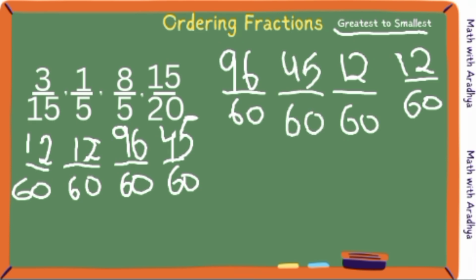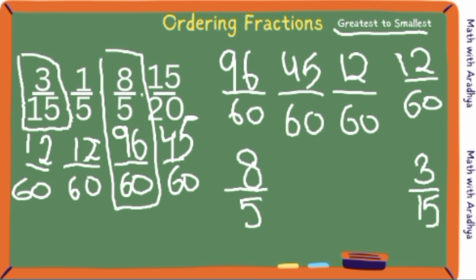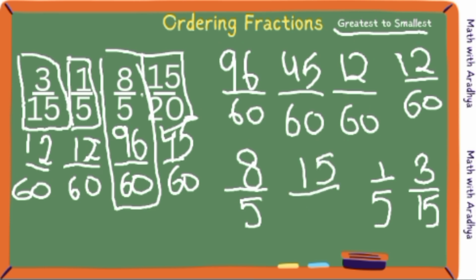You know that 96 by 60 stands for 8 by 5, so we are going to write 8 by 5, which is the greatest one. And we know that 3 by 15 stands for the smallest one, so we are going to write 3 by 15 as the smallest one. And 1 by 5 also stands for 12 by 60, so we are also going to write 1 by 5. And in the middle we are going to write 15 by 20, which stands for 45 by 60. So this is our greatest to smallest.